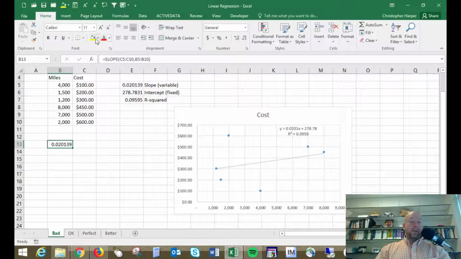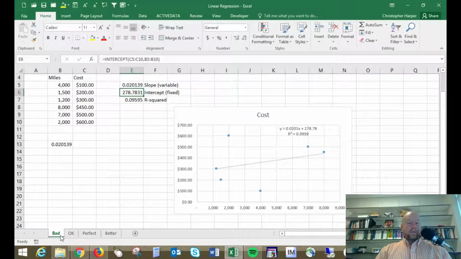And we come up with, no surprise, let me highlight both of these, the same slope that I calculated earlier. Now the formula for the intercept is essentially the same as far as the syntax, with the exception of the word INTERCEPT. So same known y's right here, same known x's, and this is giving us our fixed cost, our y-intercept. And you can see on the graph, let's just highlight this, the fixed cost is $278 per period, and our total cost seems to have around $278 as its starting point.